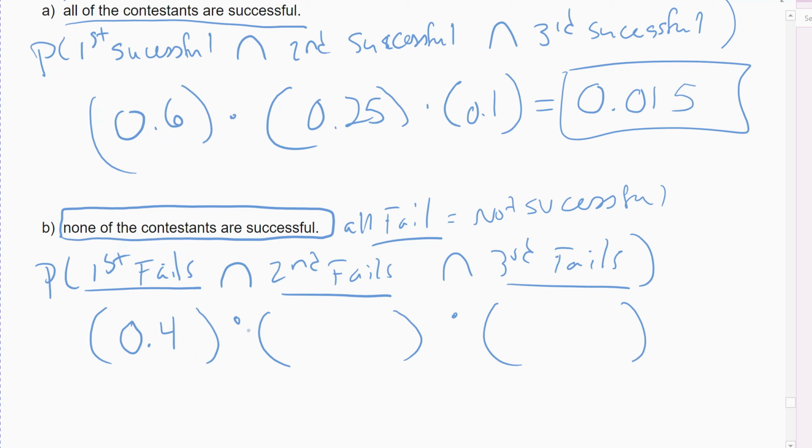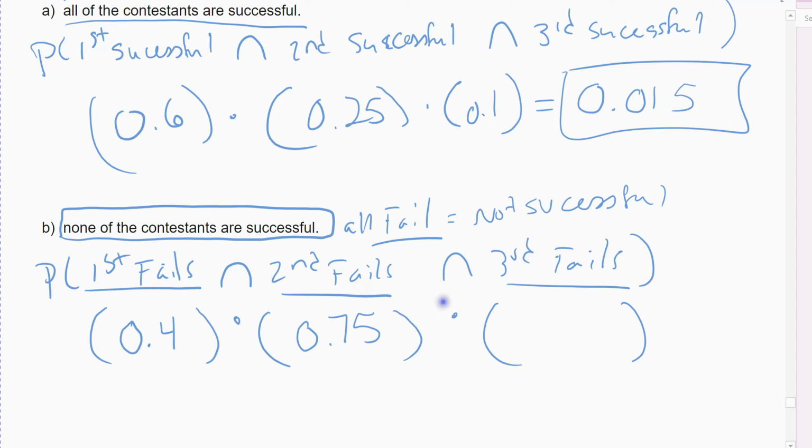And we can multiply when the and statement is used because they're independent. And so then I do the same thing for the second guy. The second guy is failing. So the probability the second guy fails, well, he's successful 0.25, 25% of the time. So he's going to fail 1 minus 0.25, so 0.75. 75% of the time, he's not going to make his free throw.